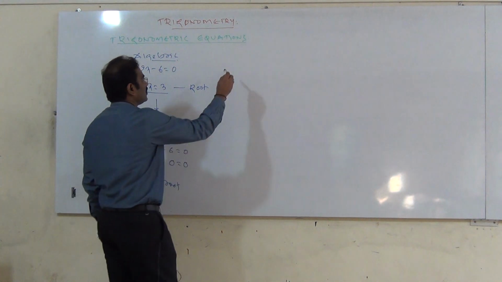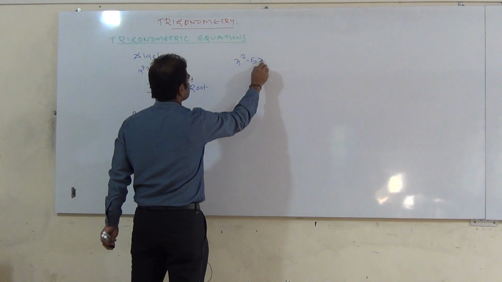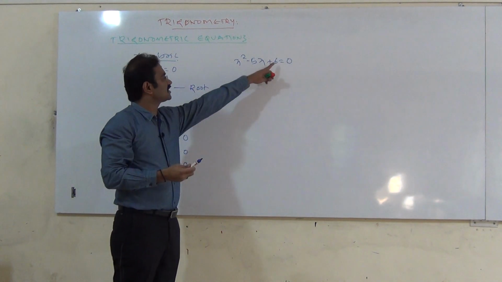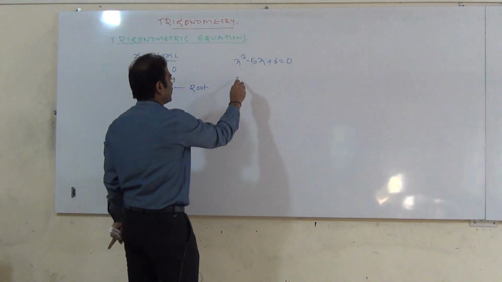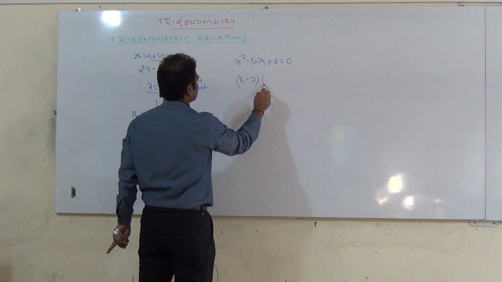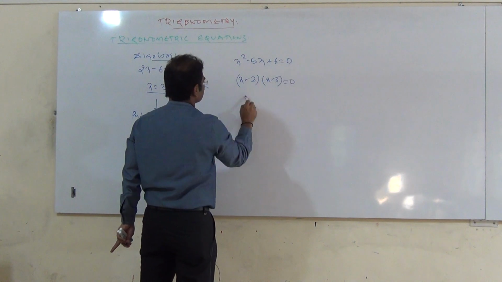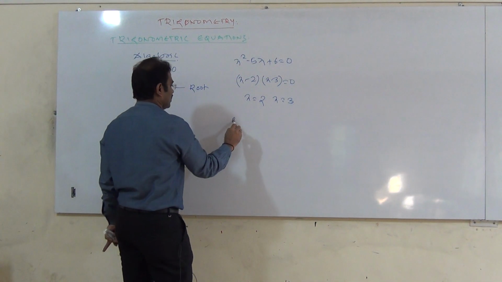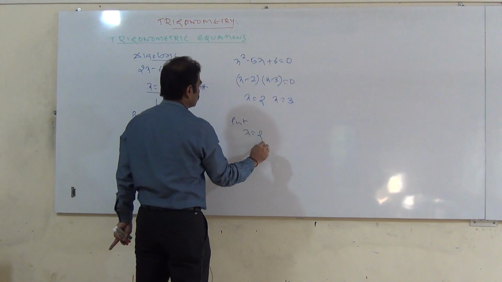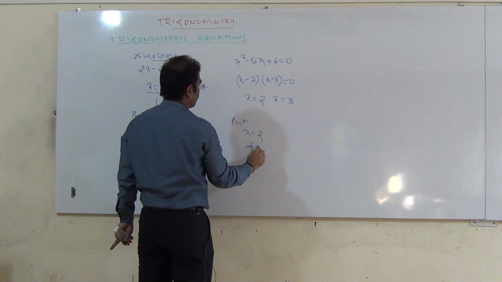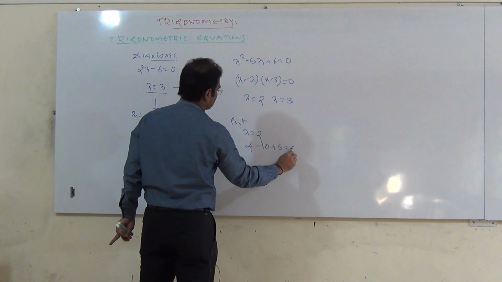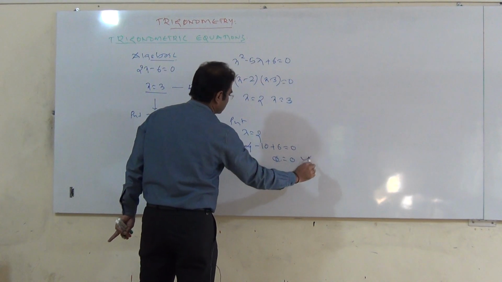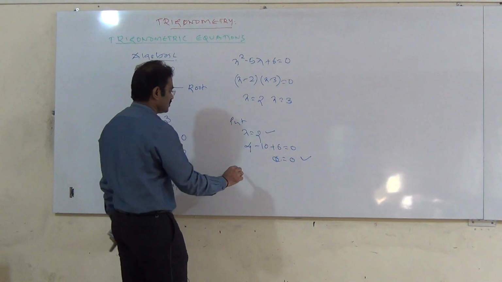And if you take x square minus 5x plus 6, this is your SSLC problem. The product must be 6 and the sum must be 5. From that we get two factors, (x minus 2)(x minus 3) equal to 0. x is equal to 2, x is equal to 3. If you put x is equal to 2, then what happens? 4 minus 10 plus 6 is equal to 0. That is 0 is equal to 0. It is right. x is equal to 2 is correct.